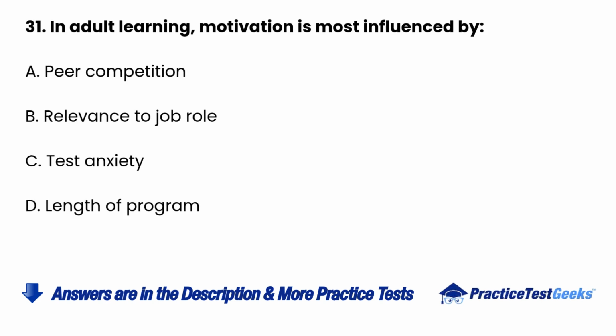31. In adult learning, motivation is most influenced by A. Peer competition. B. Relevance to job role. C. Test anxiety. D. Length of program.